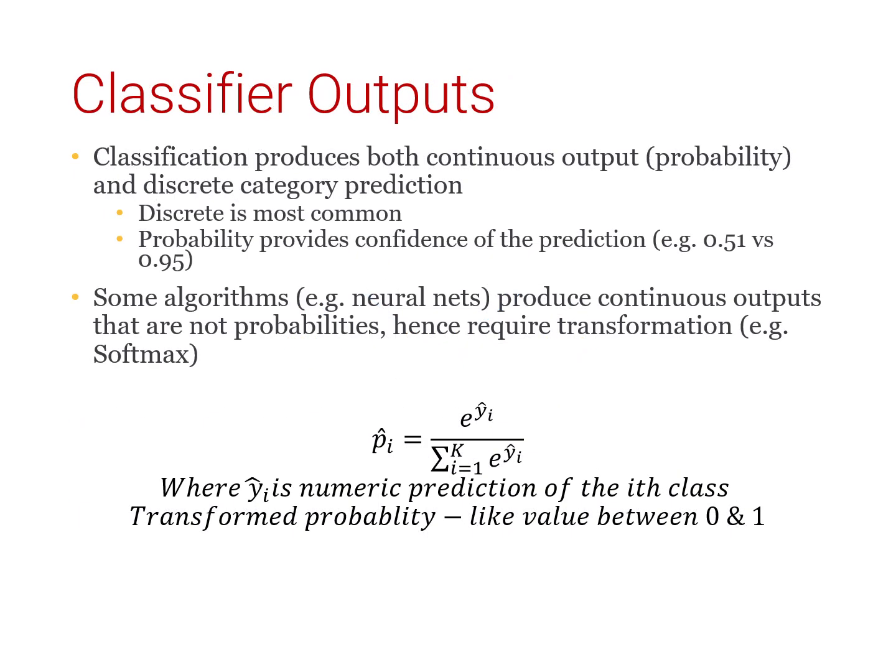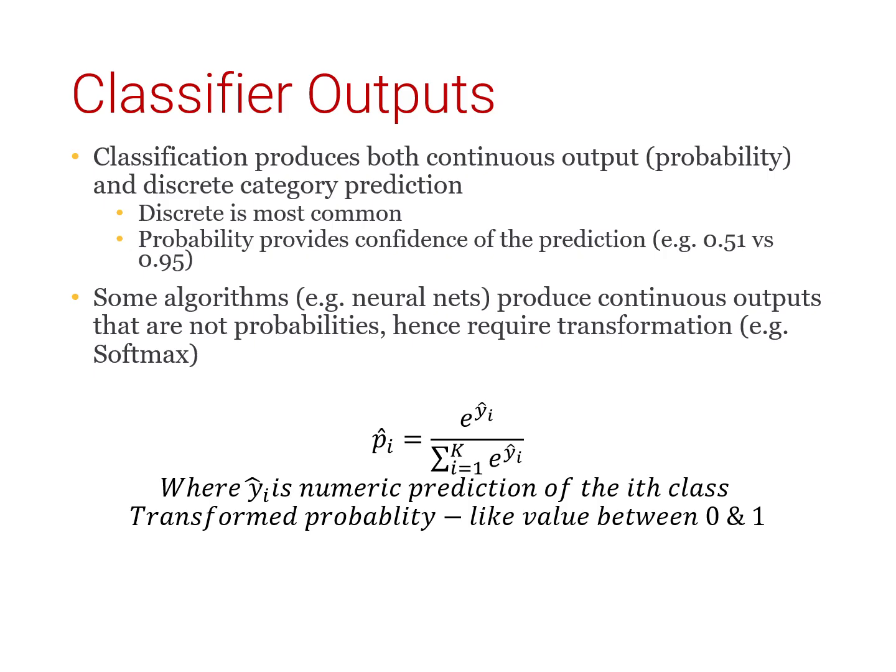When it comes to the outputs of a classification model, there are two primary forms: continuous output and discrete category prediction. While discrete category prediction is the most common and widely used, understanding the role of continuous output is crucial for gaining deeper insights into the model's decision-making process. Let's start with discrete category prediction. In this case, the classifier assigns each instance to one of the predefined categories or classes. It makes a definitive decision, labeling the instance as belonging to a specific class.